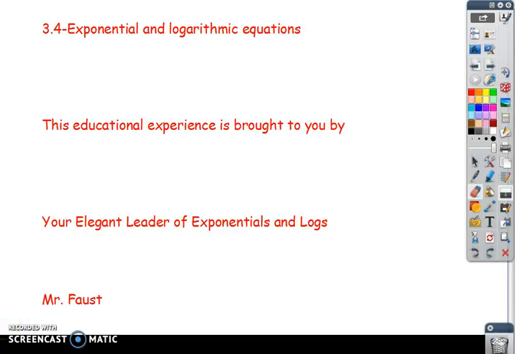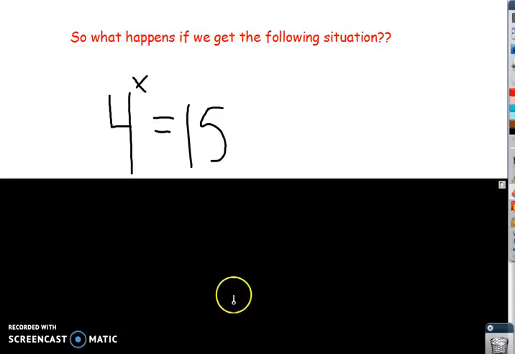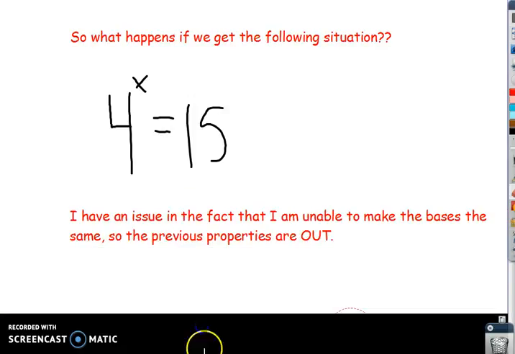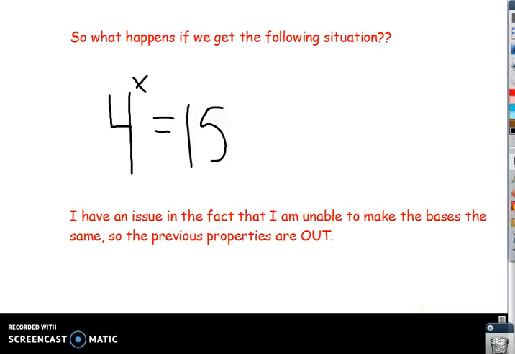But what happens when something like this occurs? We get 4 to the x equals 15. I have an issue in the fact that we can't solve this one by making them have the same base. Sure, I can make 15 be 4 to some power, but the problem is it's kind of hard to figure out what that power is going to be. You could do it off the top of your head and say 1.95. You know it should be close to 2 because 4 squared is 16 and 16 is close to 15. But we can't use what we did earlier.